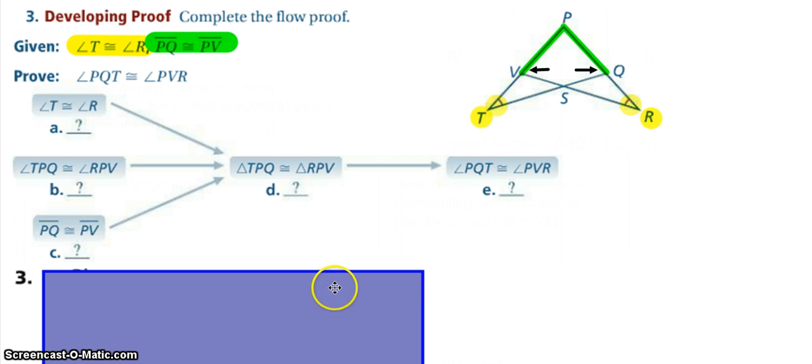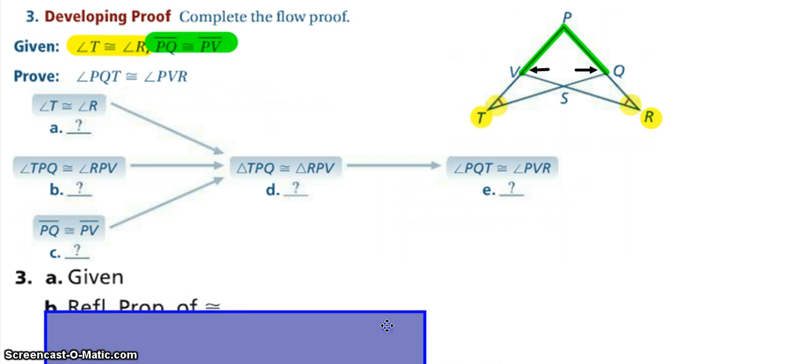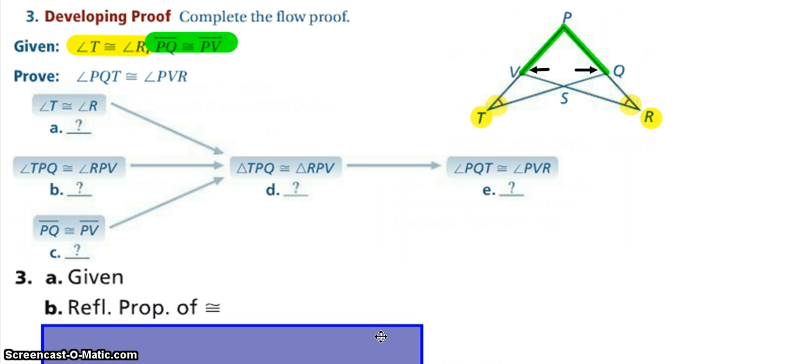So I start by knowing what's given to me, so angle T is congruent to angle R by given. Then by our reflexive property, we know that angle TPQ, this top angle here, and RPV, this same top angle here, are congruent to each other because they're the same angle. That's exactly what reflexive means. Then moving on, PQ congruent to PV.